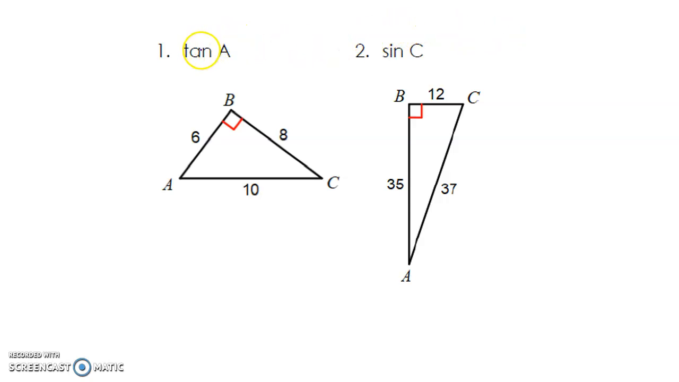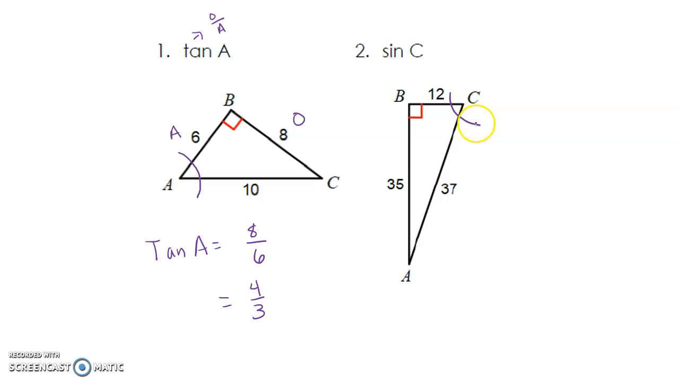So I'm going to do tangent of A. A is my angle of interest. Tan, remember, is opposite over adjacent. So I'm just going to label opposite and adjacent for this angle of interest. This one is my opposite. This is my adjacent. So tan of A, the ratio is 8 over 6, same thing as 4/3.